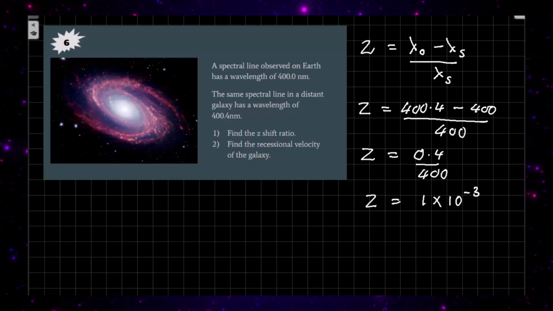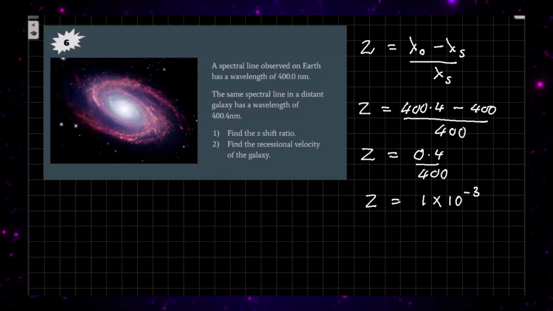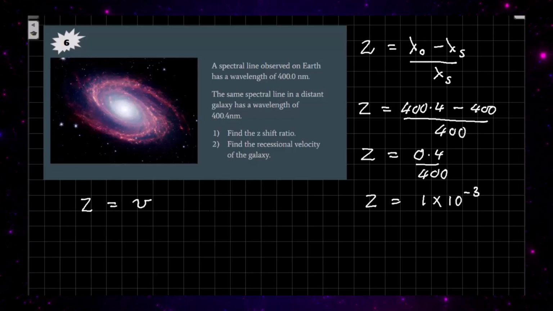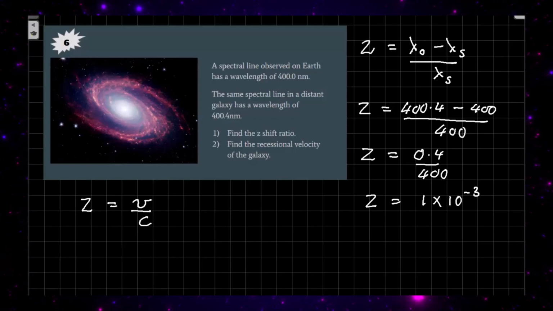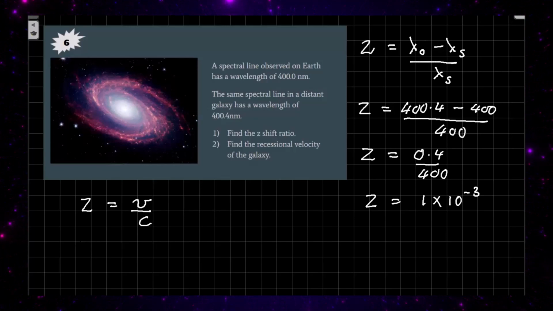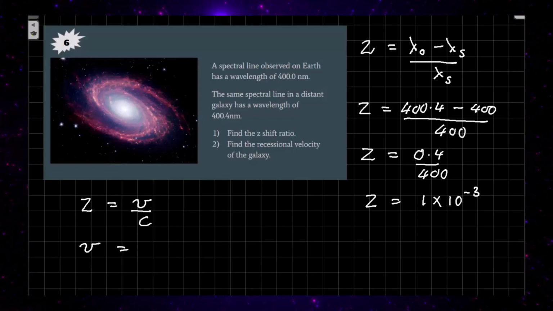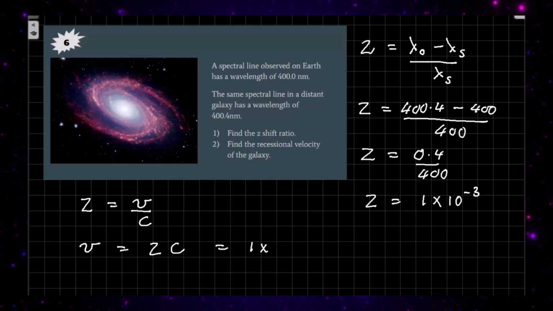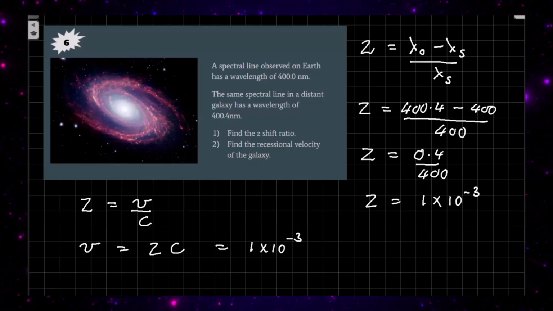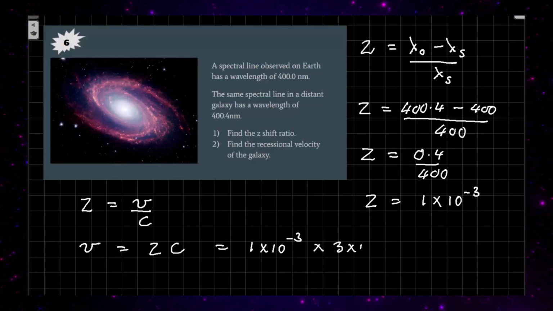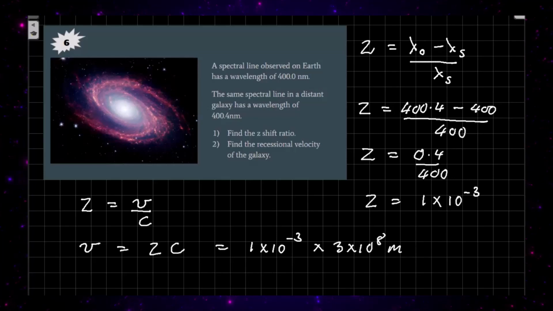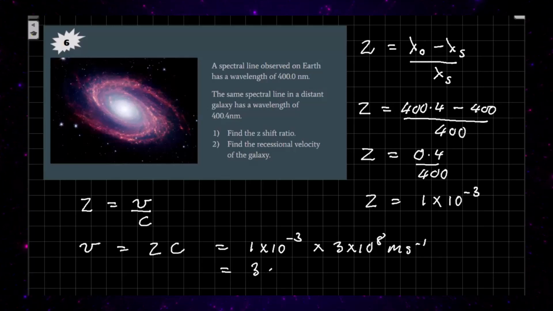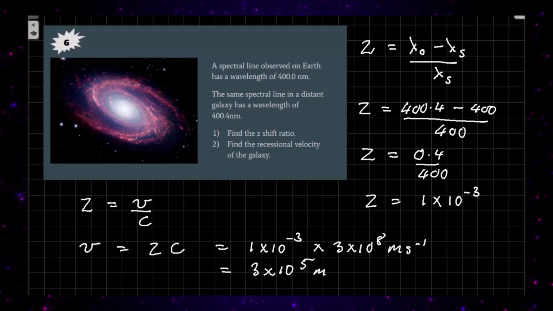But what can we do with that Z shift ratio? Well, we link it up with the other equation. The Z shift ratio is equal to the speed the galaxy is moving away from us, or the recessional speed, divided by the value of the speed of light. Do a little bit of rearranging and we get the recessional speed v is equal to the Z shift ratio times c. And put the numbers in and we have 1 times 10 to the minus 3 for the Z shift ratio, multiplied by 3 times 10 to the power 8 meters per second. So we have the following recessional speed of the galaxy: 3 times 10 to the power 5 meters per second.